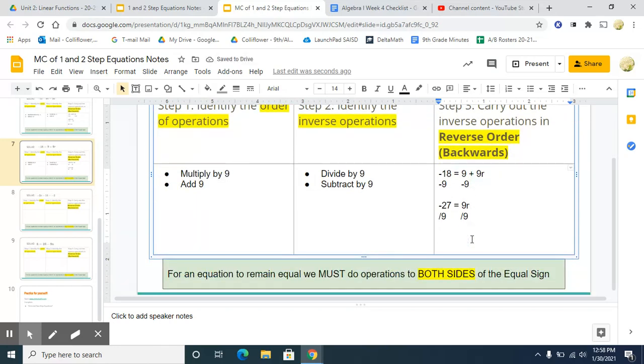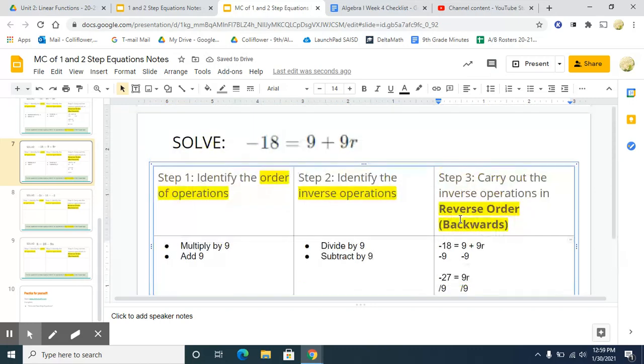-27 divided by 9 is -3. And since we have times 9 divided by 9, those are going to cancel each other out. So 9 times r divided by 9 is just going to leave us with 1 r, which is what we want. Now we know the value of r is -3.